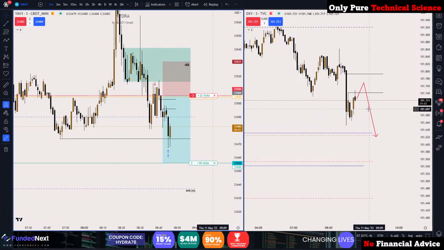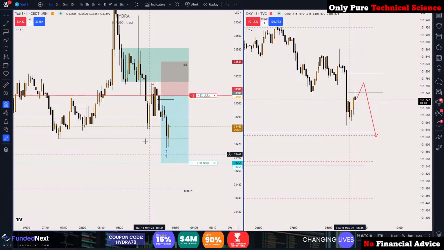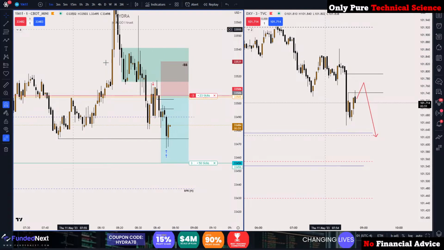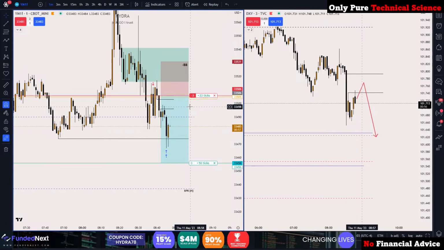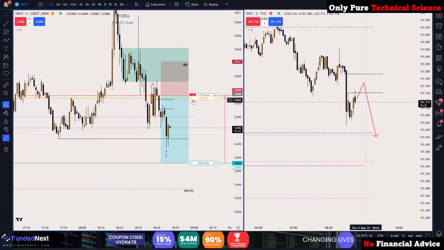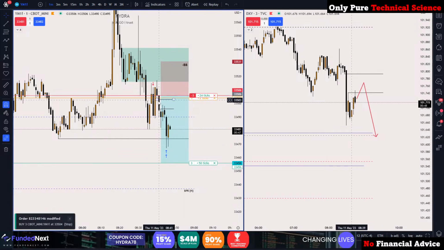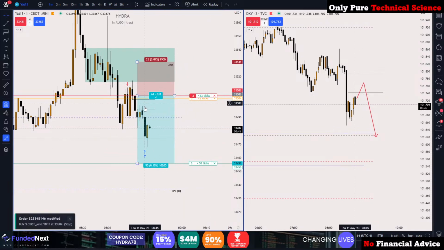So now that the dollar is dropping, we can expect to see a run on Dow towards the buy side. So yeah, this stop loss can get hit, so I'll just move the stop loss above this fair value gap. That's a fair value gap. Do you guys see it on Dow?